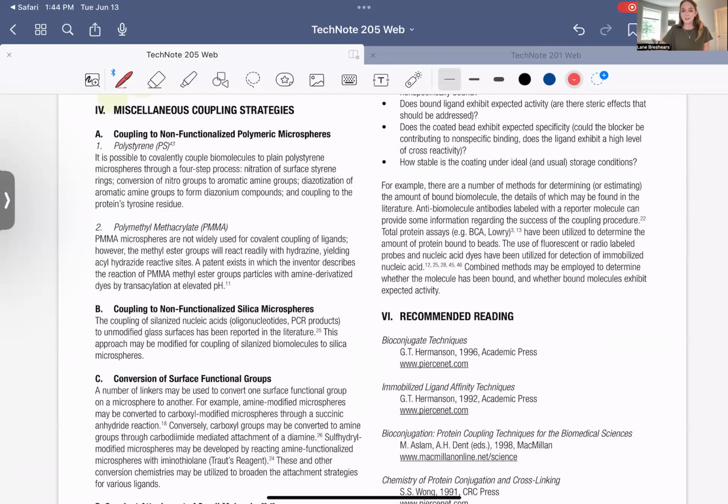I think it's a great resource, and especially if you're getting started in developing immunoassays, this is a really good way to not only follow an experiment and produce some results, but understand what's happening a little bit better.